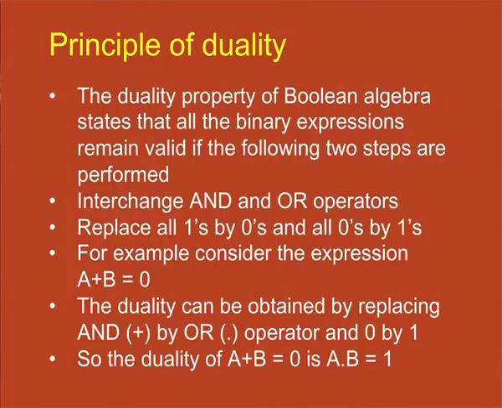If we have an expression of A plus B is equal to 0, the dual can be obtained by replacing the plus operator by the dot operator and 0 by 1. So, the dual of A plus B is equal to 0 is A dot B is equal to 1.